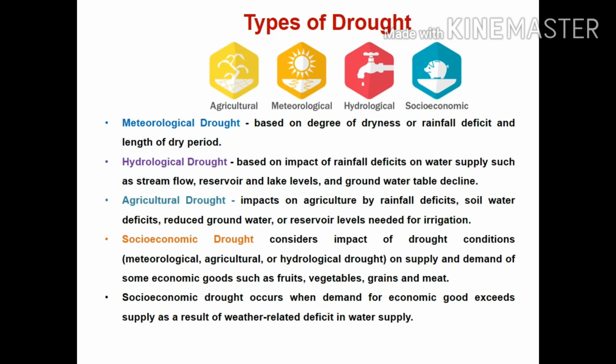Agricultural drought, that is the impact on agriculture by rainfall deficits, soil water deficits, reduced groundwater and reservoir levels needed for irrigation. The socio-economic drought happens when the supply of some economic goods such as fruits and vegetables, grains and meat is lower than the demand. So socio-economic drought happens when demand for these essential goods exceeds the supply, which is related to weather-related deficit in water supply.